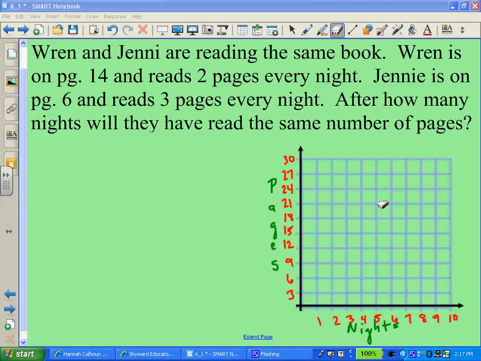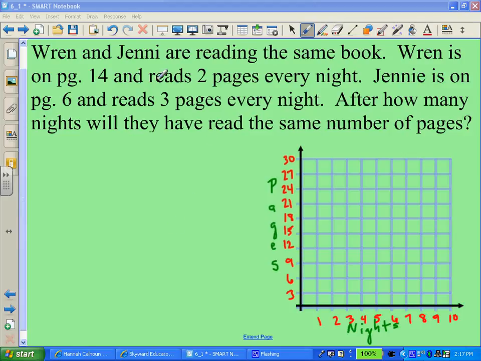Hello there. We continue in 6-1 talking about how do we use graphing to solve story problems. I've already set up the graph here, as you can see, just to save time in the video. But notice that I did label my axes, and I counted by 3s on the y-axis because we're going to need to get up a little bit higher.